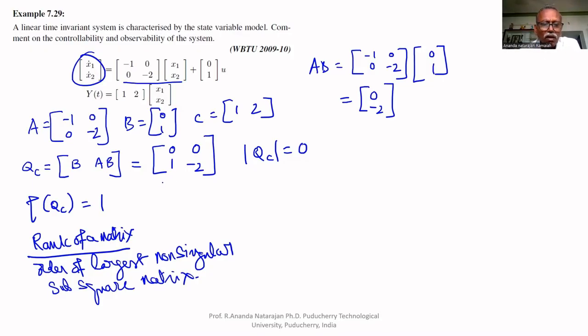What is the largest sub-square matrix? 2 by 2. It is singular, not non-singular, because its determinant is 0. Therefore, lower than that is the 1 by 1 matrix, a single element matrix. That is non-singular, because 1 is there, minus 2 is there. Therefore, rank is 1. Therefore, it is not completely controllable.